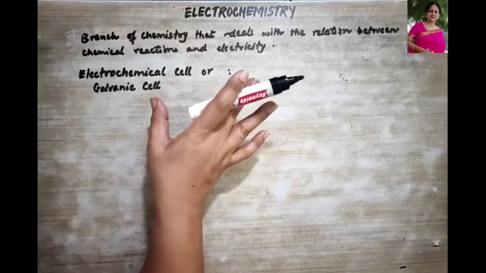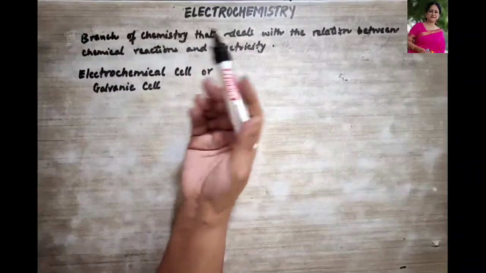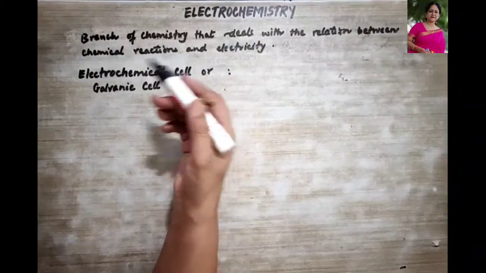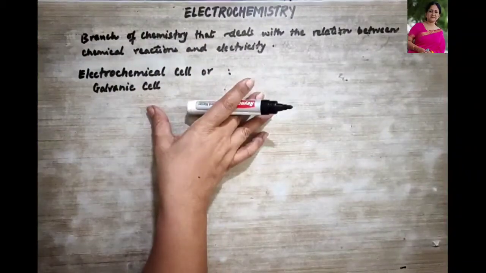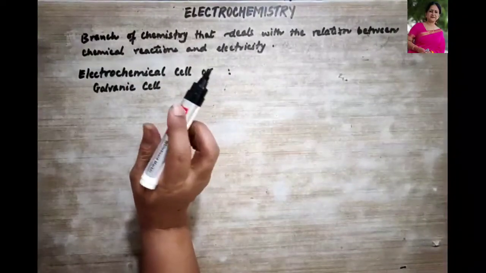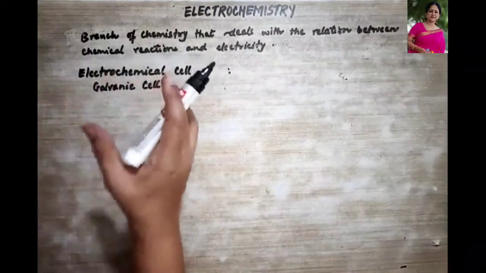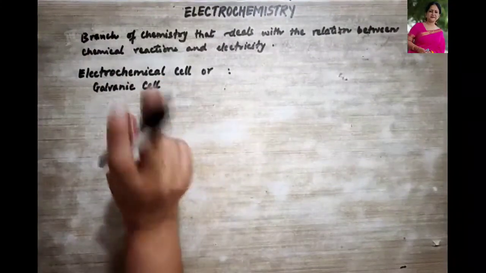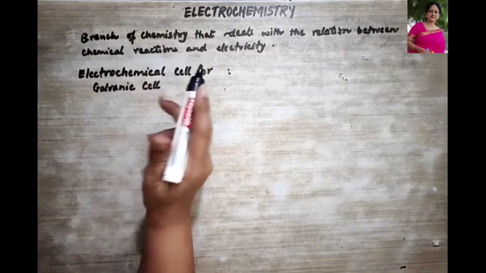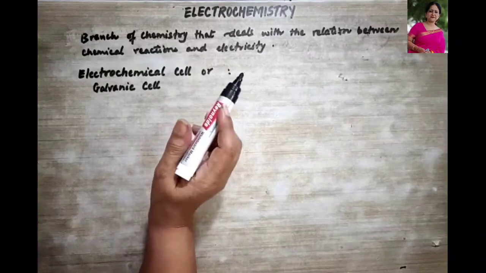Clear? The study of electrochemistry is important due to its application in industries, in instruments and in various devices. So let us begin with the electrochemical cell or galvanic cell. The device in which electrical energy is produced from chemical reactions, right? They are termed as electrochemical cells or galvanic cells.